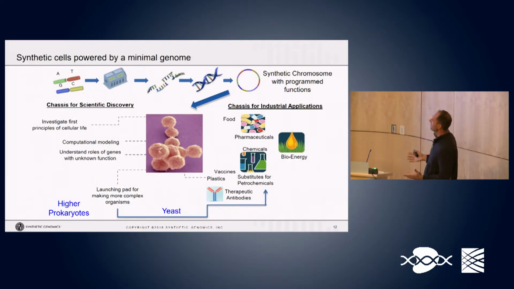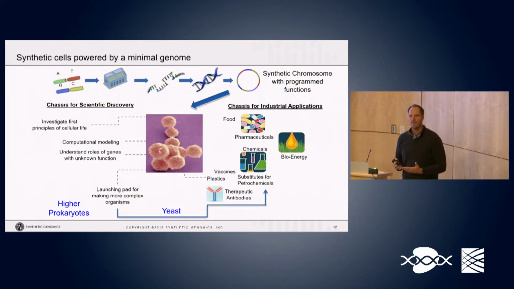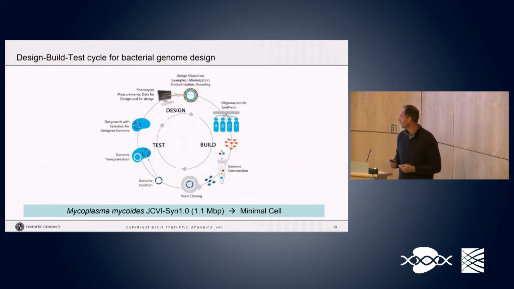The reason why we'd want to do this is because it's a really nice opportunity to investigate the first principles of cellular life, where we could begin understanding and defining what the role of every single gene in this minimal cell is. And then we could begin computationally modeling the cell. And also, it could be used as a launching pad for learning how to design and build more complex organisms, and possibly being used as a chassis for industrial applications.